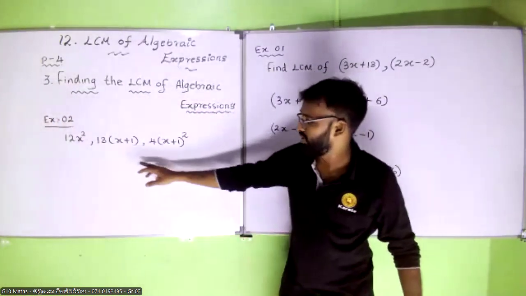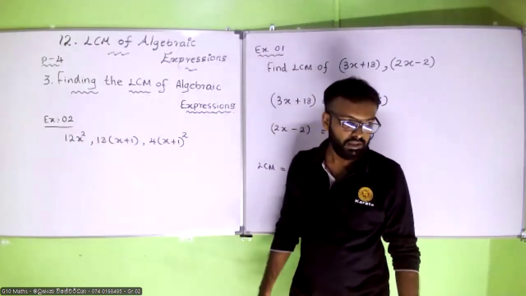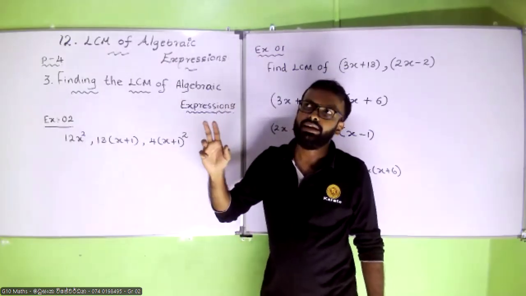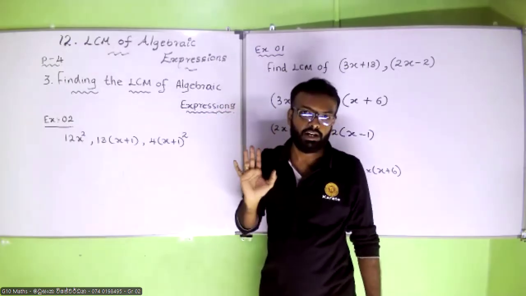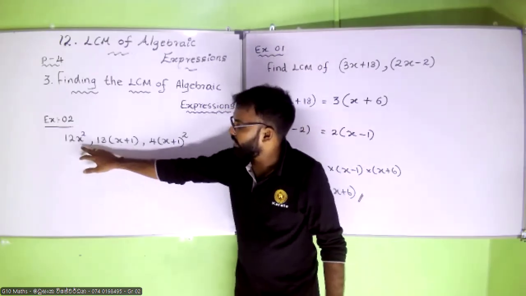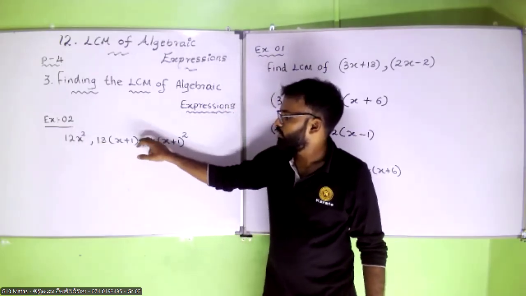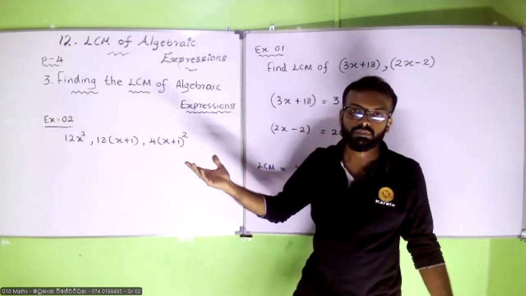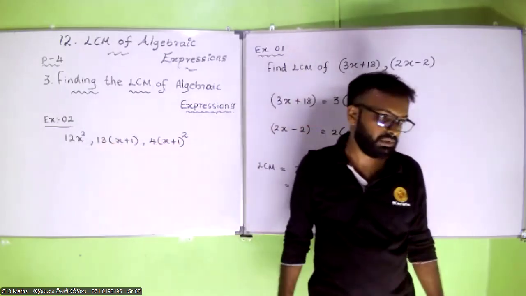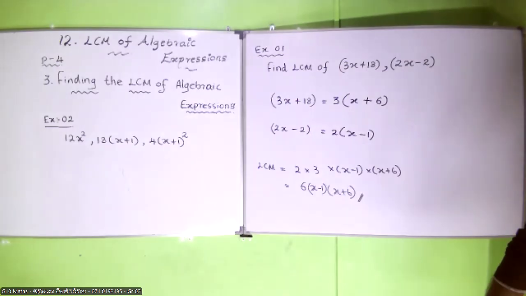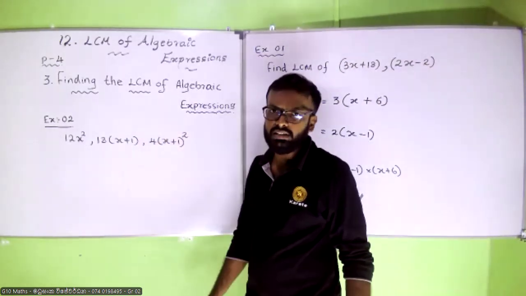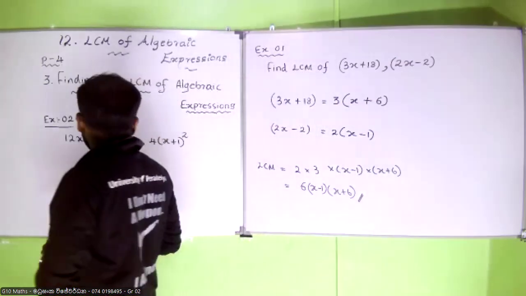Just you have numbers 12, 18, and 4. You know how to represent 12, 18, and 4 by using prime factors. Then these are x to the power 2, x plus 1 to the power 1, x plus 1 to the power 2. So nothing to worry about at all with these three algebraic terms, because those things have already been factorized. No need to factorize them. 12, 18, and 4 are the only things you have to deal with.